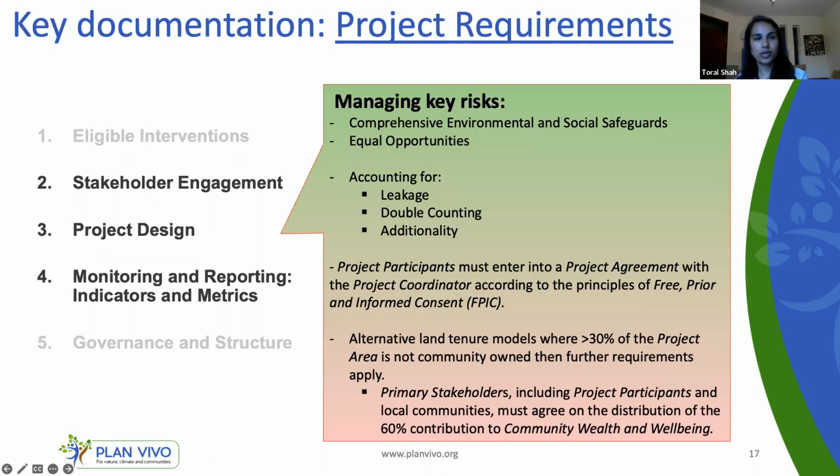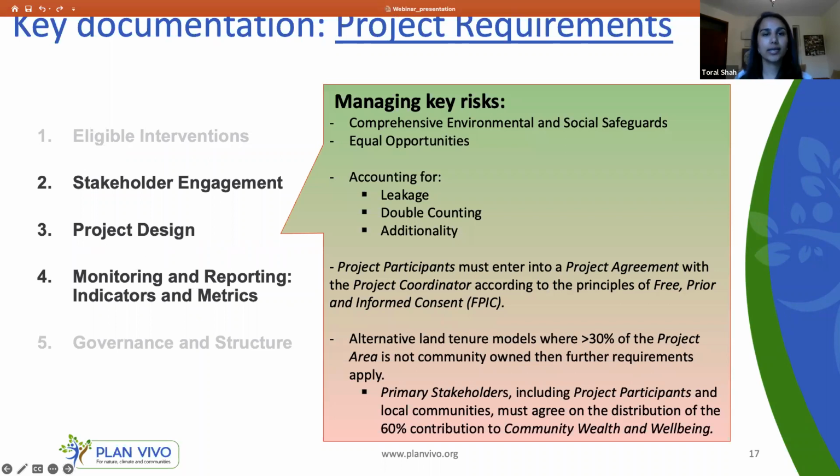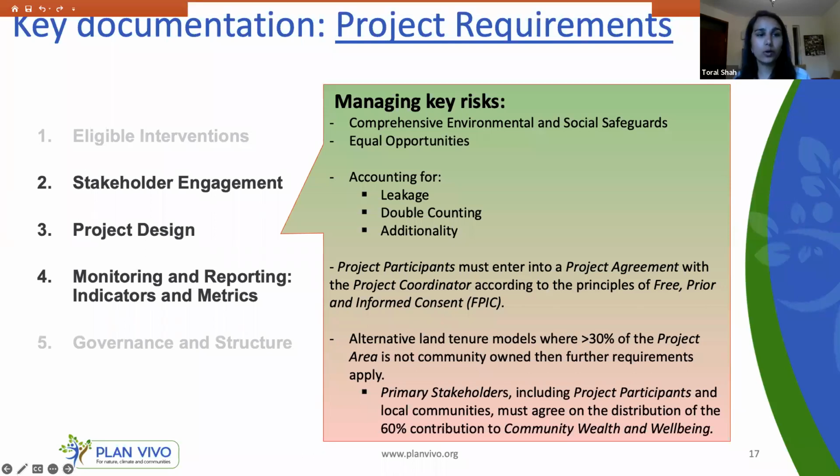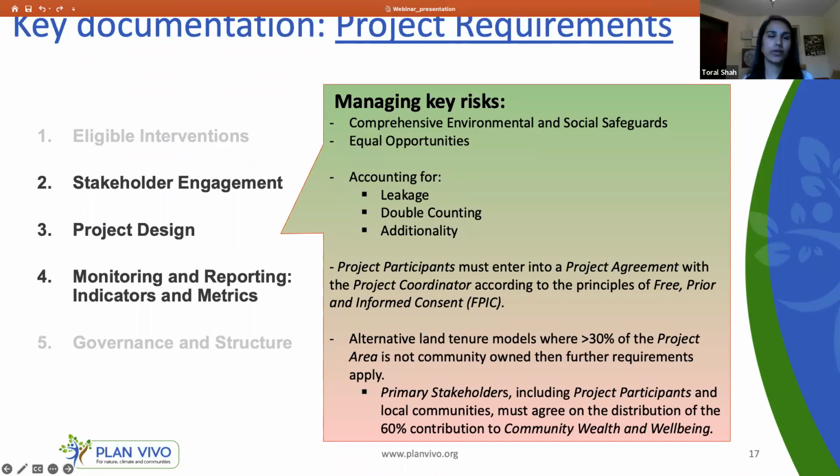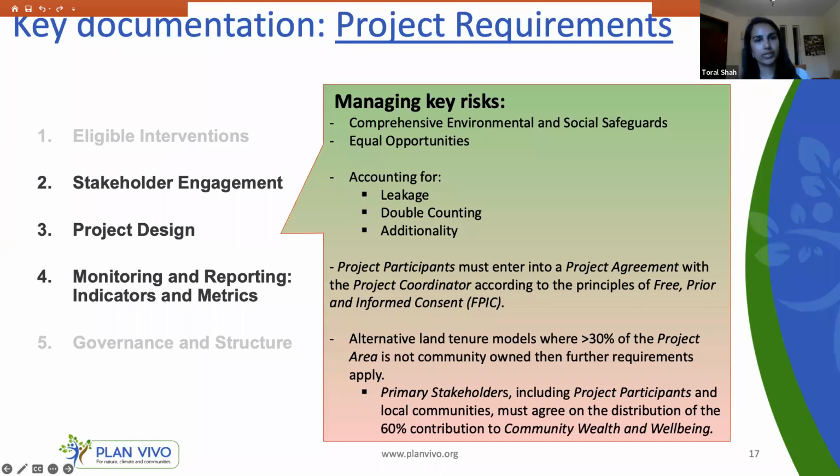So the last theme that I wanted to highlight is managing key risks. It's detailed in the following bolded sections, where we have requirements to ensure that there has been a comprehensive screening and incorporation of environmental and social safeguards, including an exclusion list. We also want to make sure there have been equal opportunities throughout the project development. So we account for key risks such as leakage, double counting, and additionality. And we want to see that all project participants have entered into a project agreement with the coordinator according to the FPIC process.